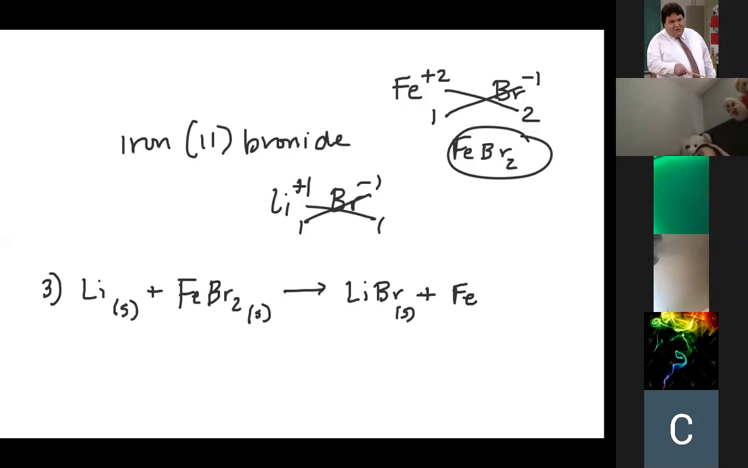Okay. Iron is a metal, which means is it solid, liquid, gas, or aqueous? Isn't it solid? Yes, it's a solid. Most metals are solids except for like mercury. And that's number 3.